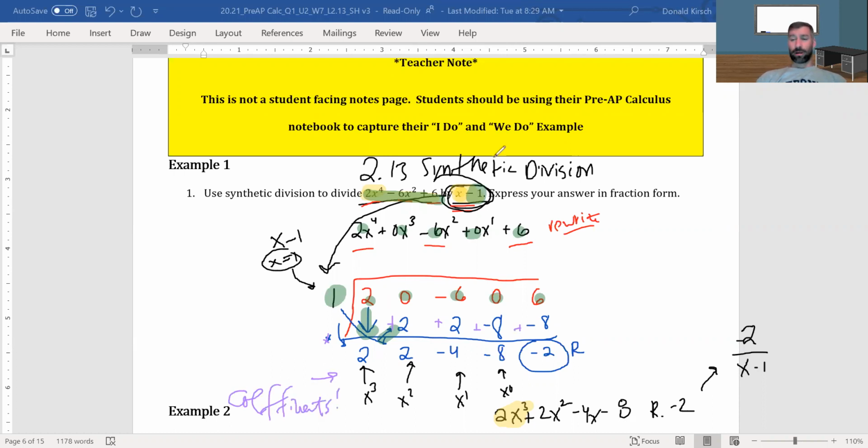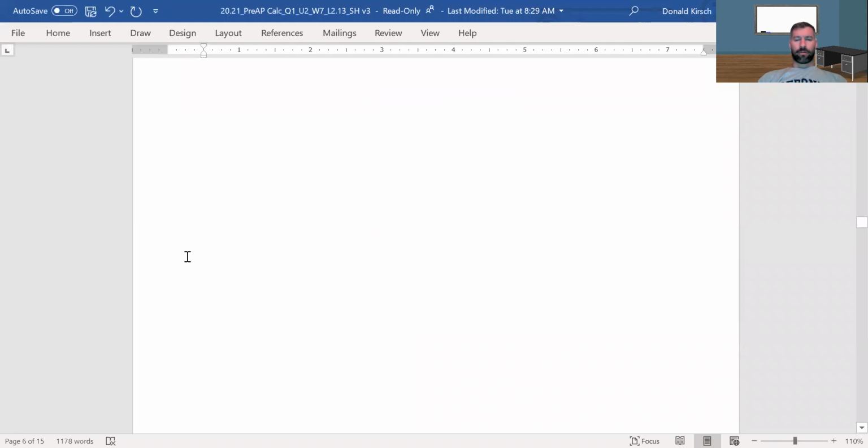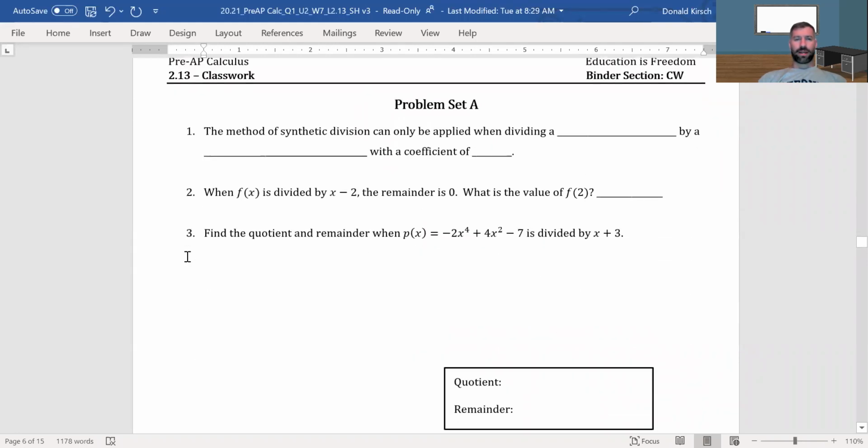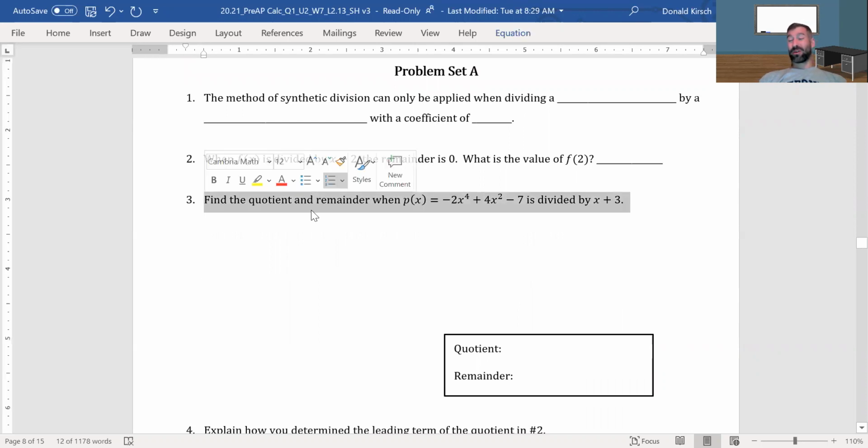Let's go find an example problem. Let's go hunt one down. So let's, for the meantime, skip example number 2. I'm going to clear these and let's go see if we can find another one. If we go down to problem set A, we see a very, very similar problem for number 3. I want you to pause the video and take 2 minutes and just set up problem number 3.